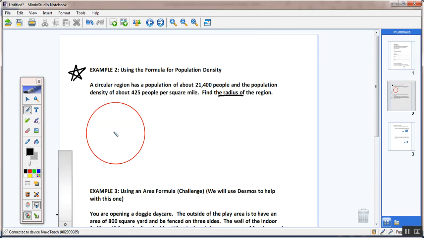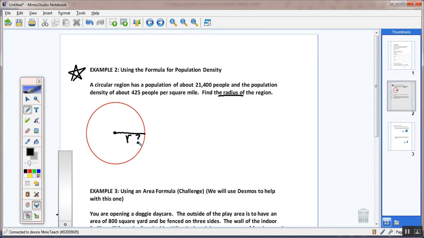All right, and we need to find the radius of this city. We don't know what that is. What information do we know up here in this problem, kids? I obviously have said we're looking at a circular region. What other information do we know? Population's how much? 21,400. Okay, very good, Maddie. Population's 21,400. What else do we know? Population density is 425.